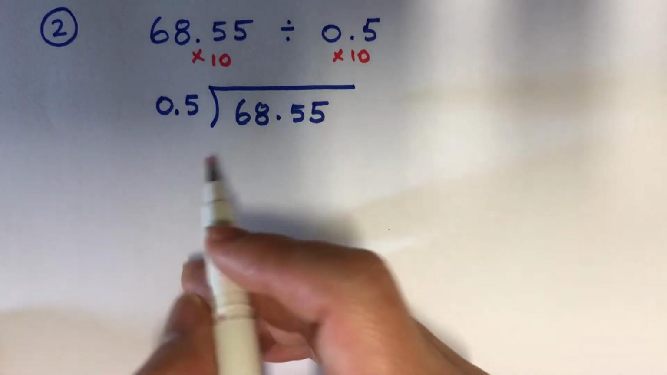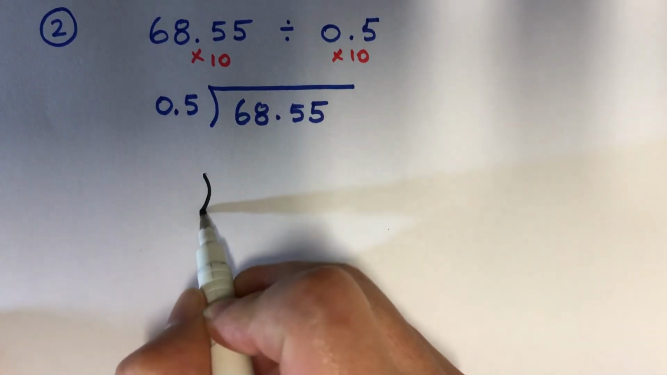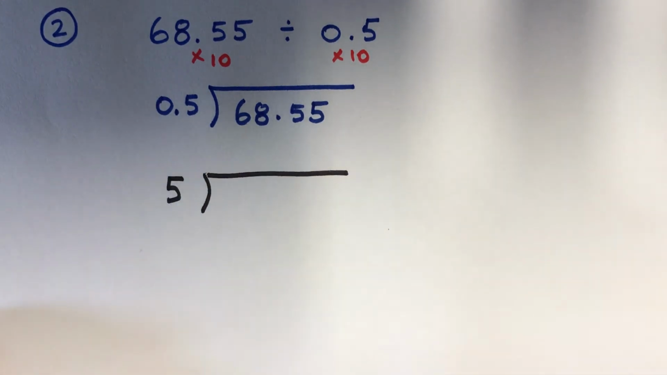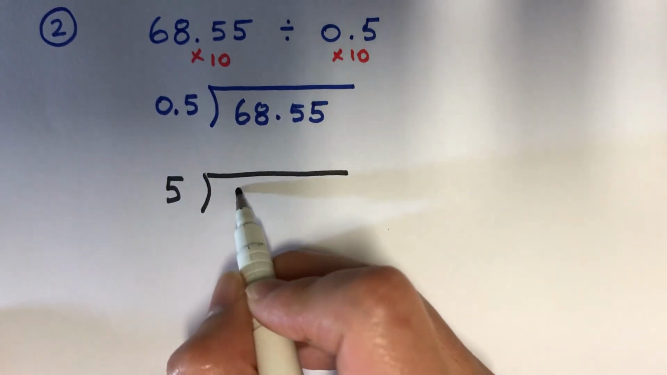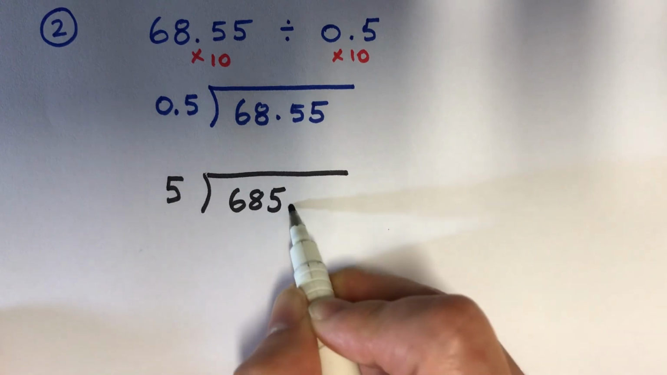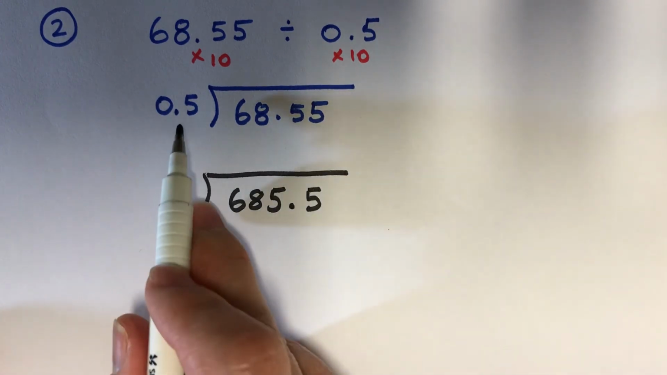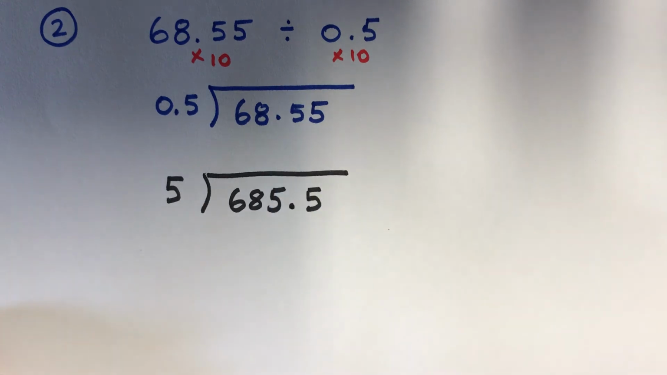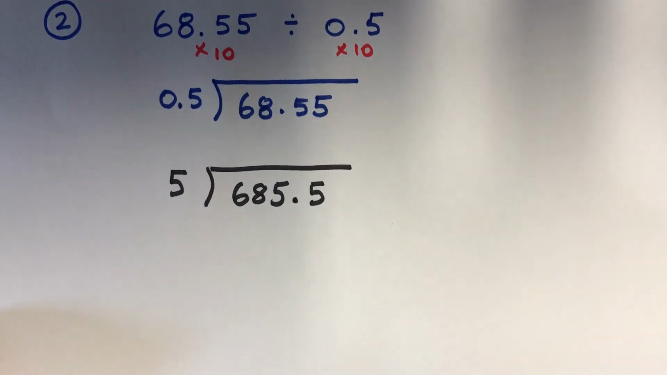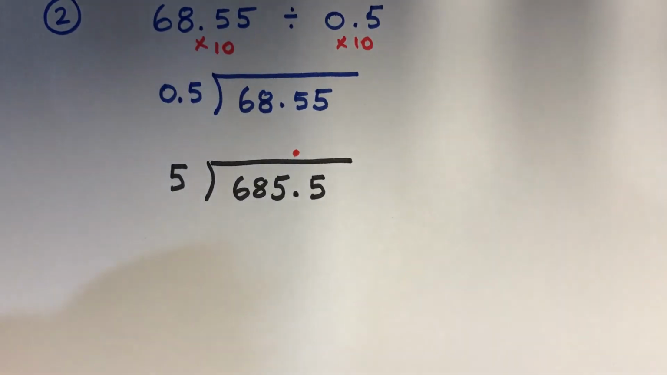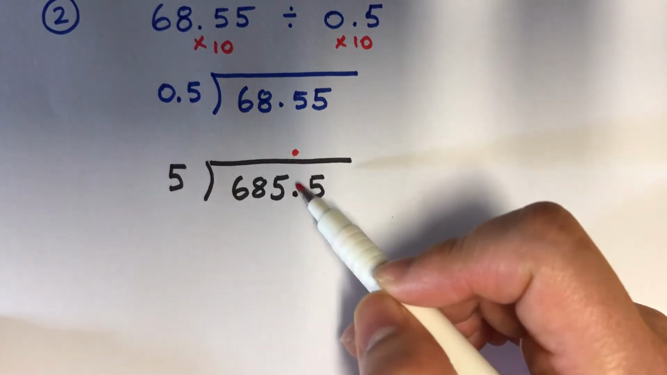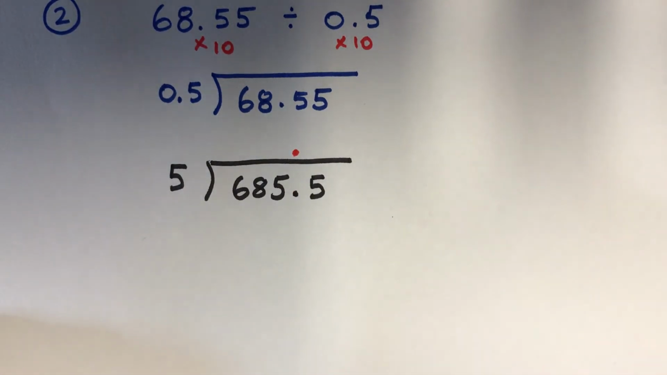So when I do that, I will have 5 here, and then this decimal point moves one place, so it becomes 685, because I times by 10 here and times by 10 there. So 68.55 times by 10 is 685.5. Okay, now let's have a look. And another step, another way of doing it is, what was the one that we've done before? We keep the decimal point as it was. Okay, so that goes up there. Now let's do the division.